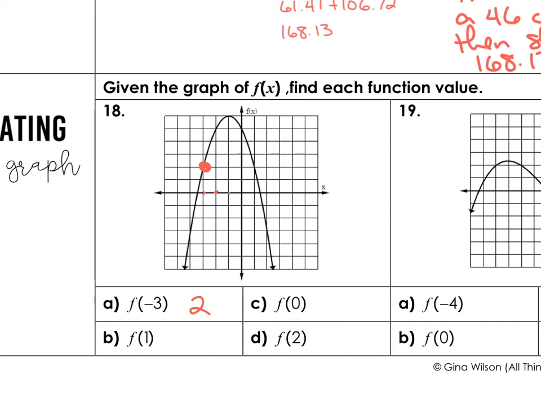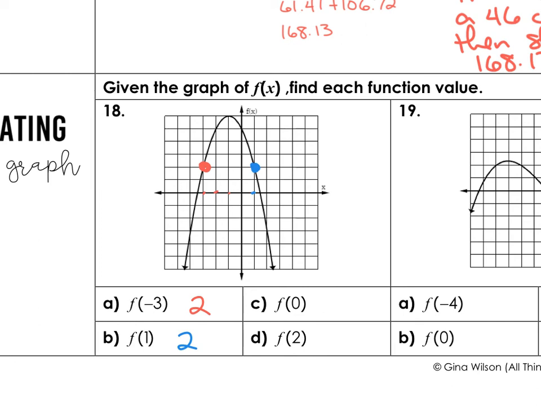We're looking for where the graph is, basically. For part B, where would the graph be at 1? Well, if you go over 1 and you look up here, that's where the graph is, this curve, and it is up 2 from the axis. And so that's also at 2. Okay, it can be the same number, that's fine.